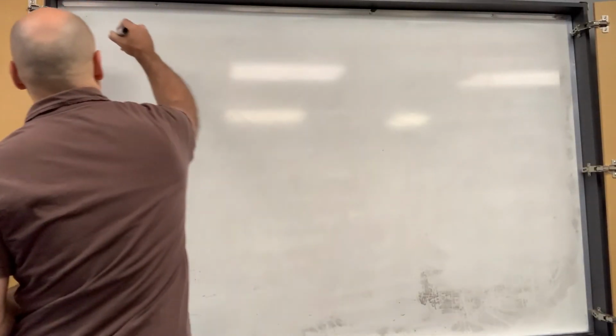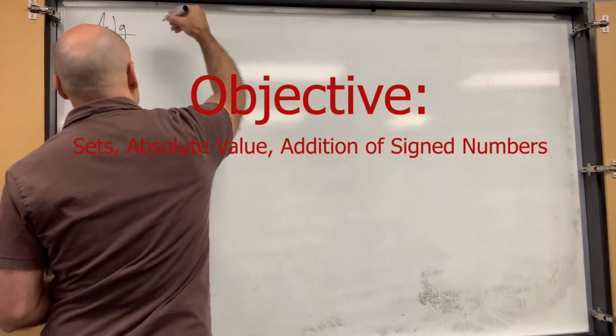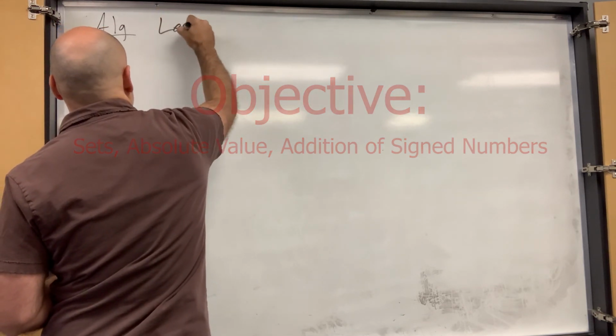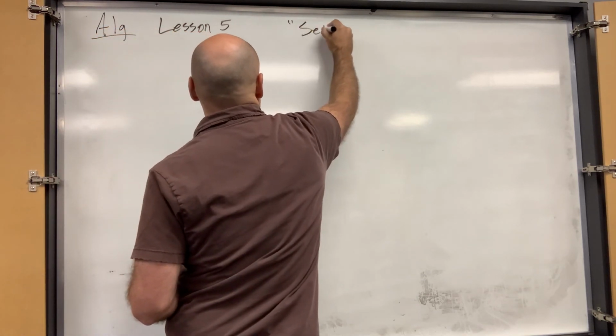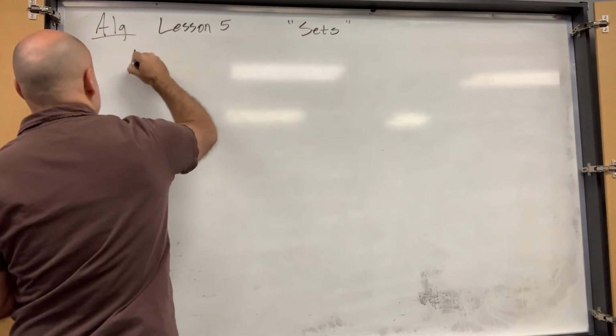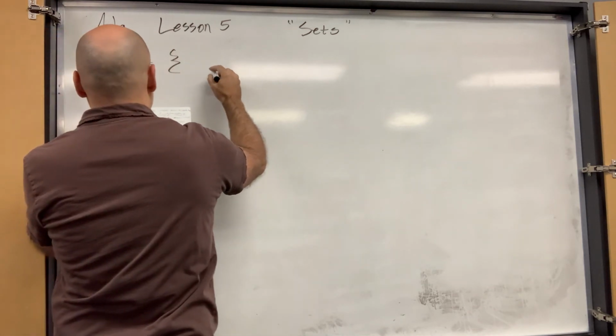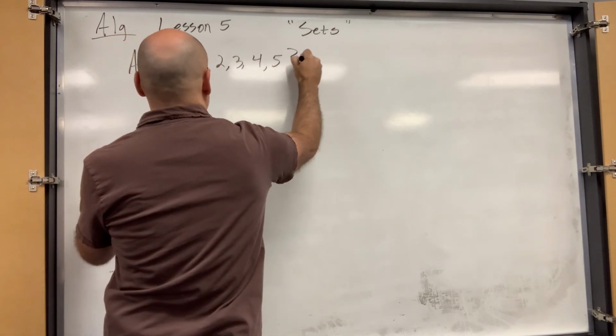Okay, we're going to talk about sets. Sets are just groups. In math, they're just sets. They're just groups. Lesson 5. Sets and set notation. Let's say A is the set 1, 2, 3, 4, and 5.